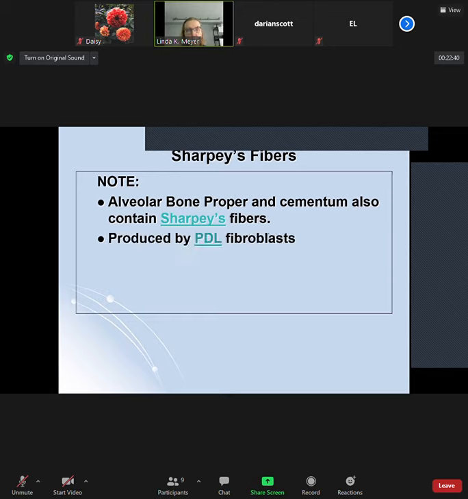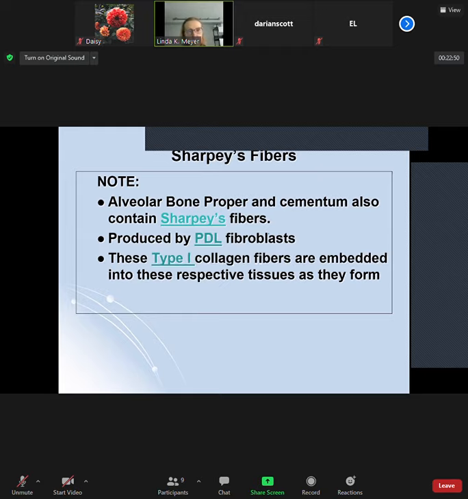And remember, they're produced by the periodontal ligament fibroblasts. They're not produced by osteoblasts or cementoblasts. And again, they are also classified as type 1 collagen. So we've got two sources of type 1 collagen. The PDL fibroblasts produce the Sharpey's fibers, and then the osteoblasts and the cementoblasts produce the rest of the type 1 collagen that's in the tissue.